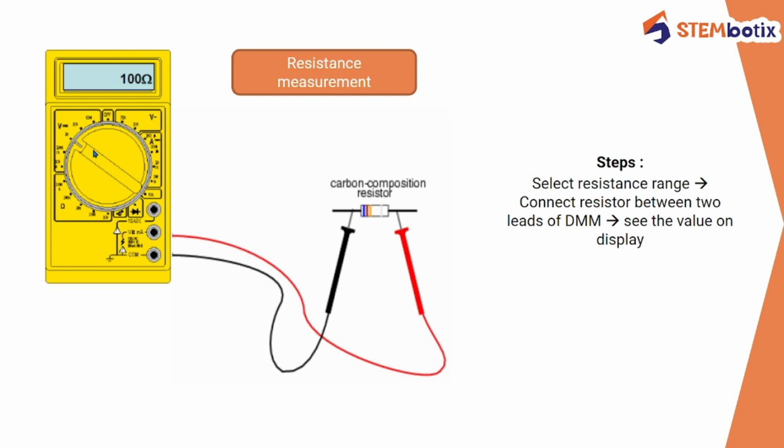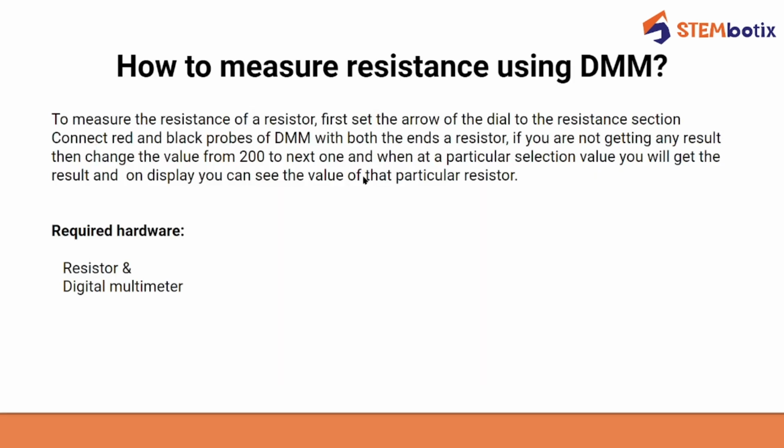Then you will change this dial or selection probe to the resistance section. This is the resistance section. To measure the resistance, you'll have to turn your selection probe over here. If you are not getting a result, then change the value from 200 to the next one.